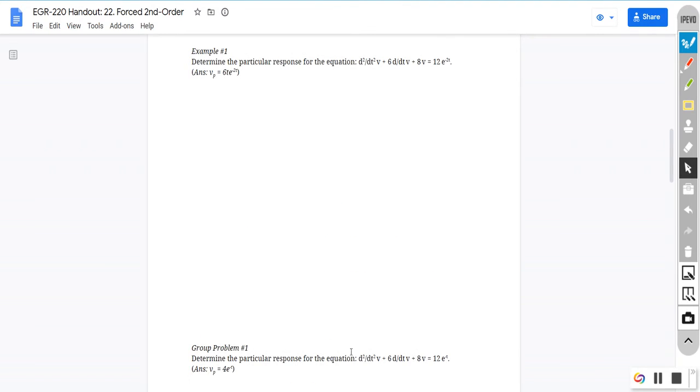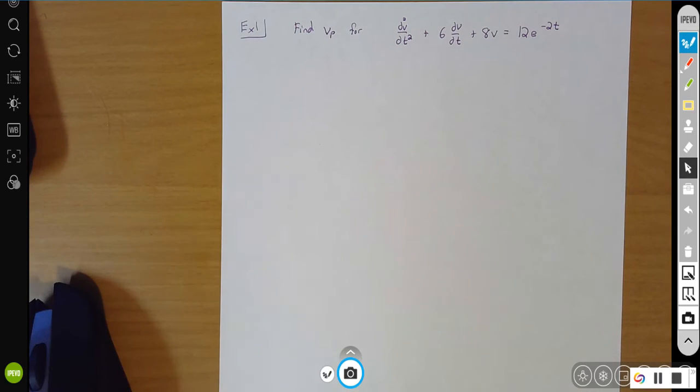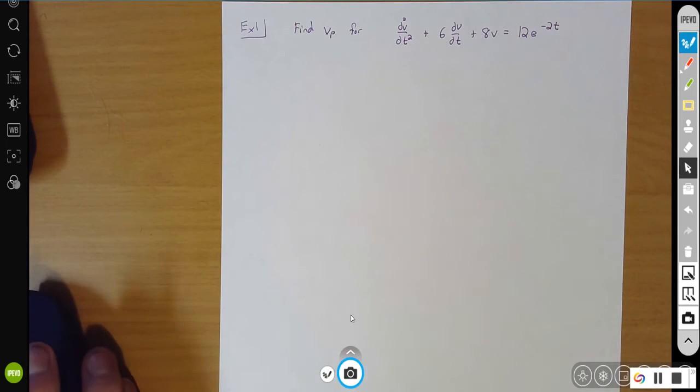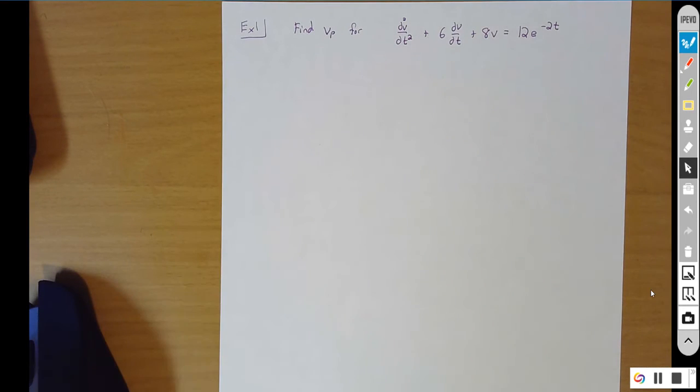So our example problem. So let's get that up. Alright, so we're trying to find the particular response for the second derivative of v plus 6 times the first derivative of v plus 8v equal to 12e to the negative 2t.